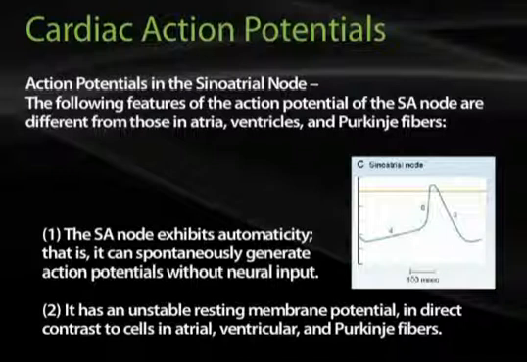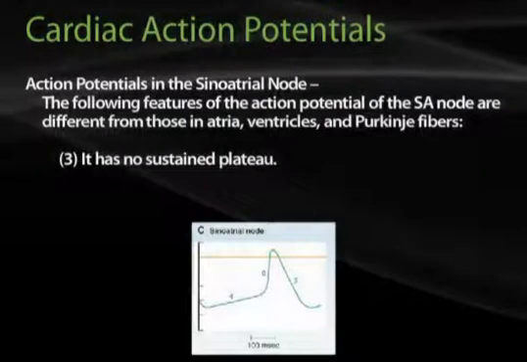The following features of the action potential of the sinoatrial node are different than those in the atrial, ventricular, and Purkinje fibers. First, the SA node exhibits automaticity, that is, it can spontaneously generate action potentials without neural input. Second, it has an unstable resting membrane potential, in direct contrast to the cells in the atrial, ventricular, and Purkinje fibers. Third, it has no sustained plateau phase.